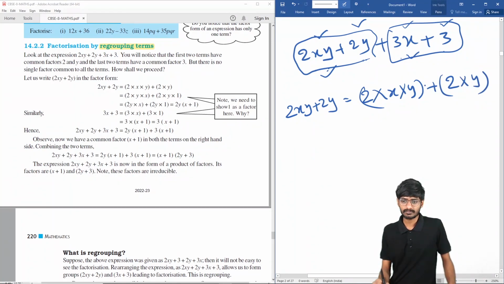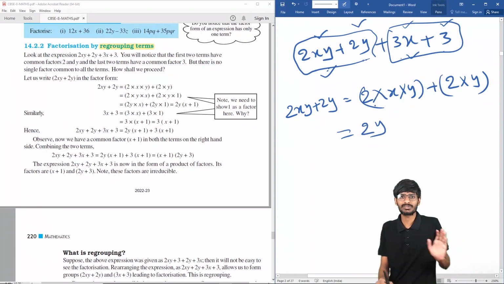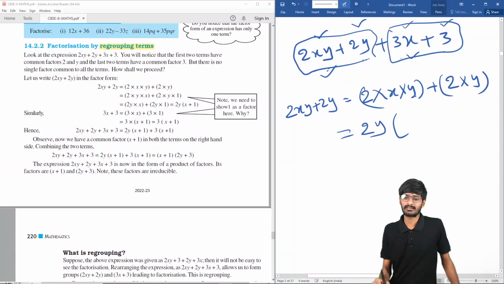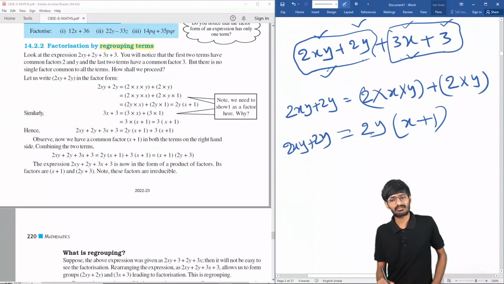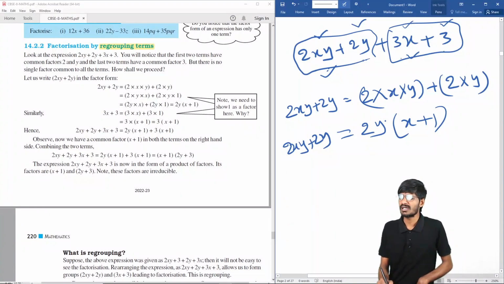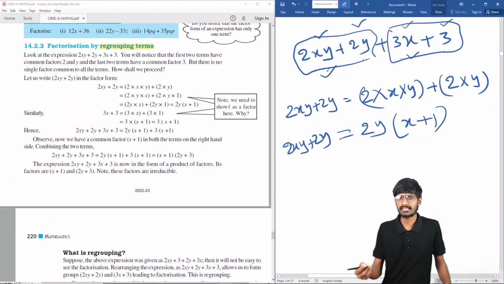Okay, students, look at these two terms. In both terms 2 and y are common. So if you take 2 out and y out, as they are common in both the terms, what is remaining? That is x plus, is there anything? Nothing. So it is 1. So 2xy plus 2y can be written as 2y into x plus 1. And the factors of 2xy plus 2y are equal to the factors of 2y into x plus 1, which are very simple: 2 into y into x plus 1.